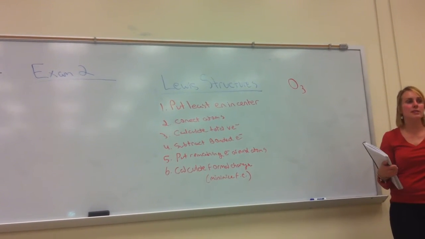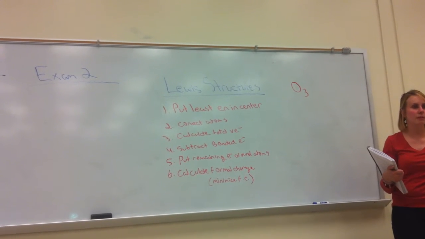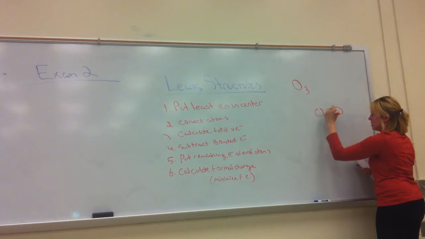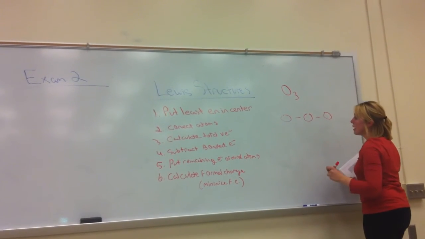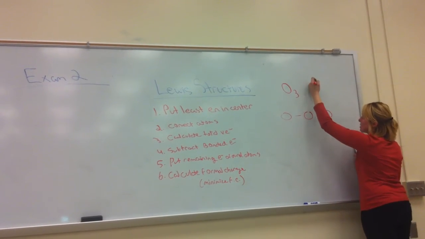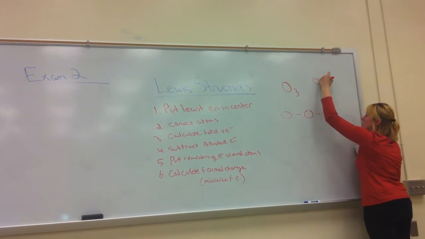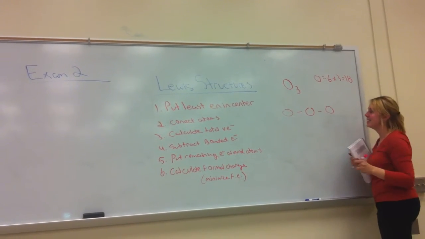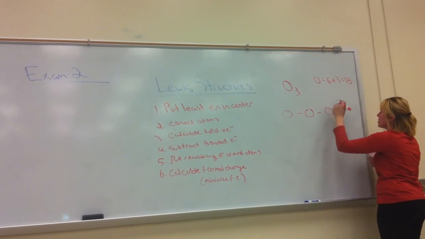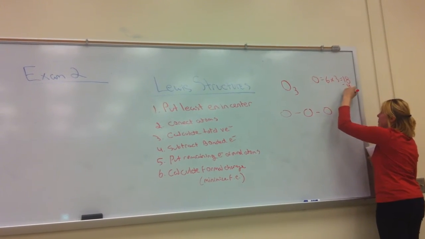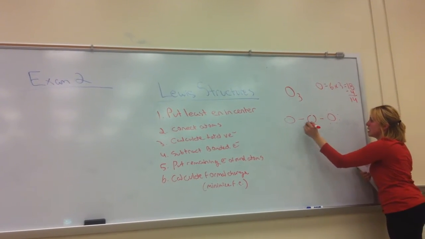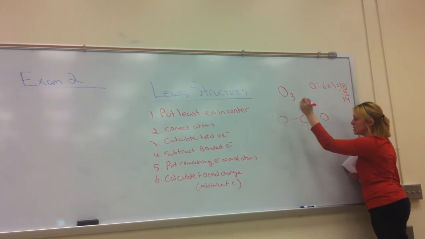For this, is there anyone that's the least electronegative? No, right? So I'm just going to connect my atoms and go to step 2. Calculate my total valence electrons. Oxygen has how many valence electrons? 6. Times 3 is 18. So 1, 2, 3, 4. I used up 4, so I've got 14 left. 1, 2, 3, 4, 5, 6, 7, 8, 9, 10, 11, 12, 13, 14.